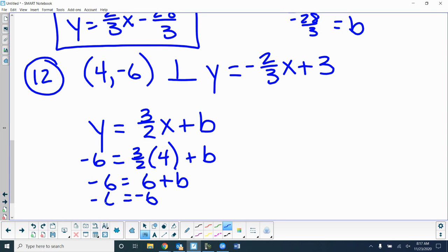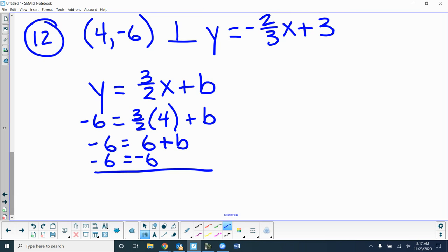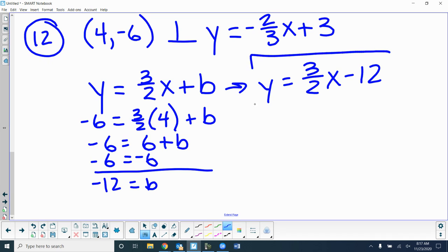Subtract the 6. So my b is negative 12. So my equation becomes y equals 3/2 x, that slope, minus 12. So 9, 10, 11, 12, I need equations in that form, y equals mx plus b form. Questions?